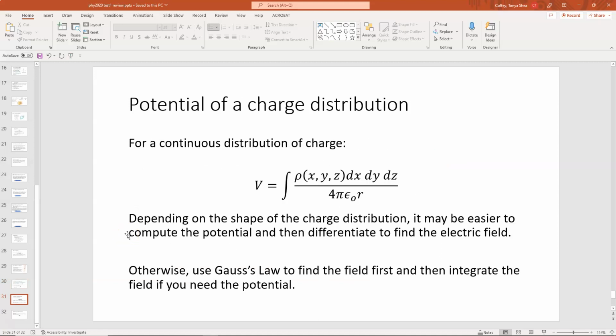Remember that if you have a continuous charge distribution, you're going to integrate to find the voltage. So you would integrate rho dV, for example, to find the total charge. So the voltage is equal to the integral of k rho dV over r for that continuous charge distribution. And we did this for an example of a sphere in class. All right.